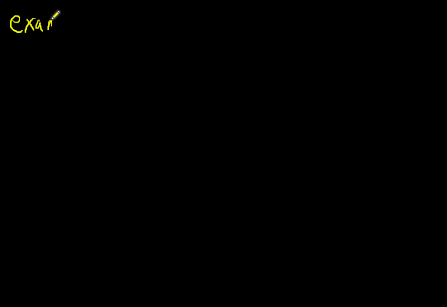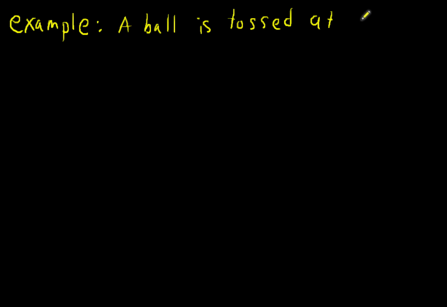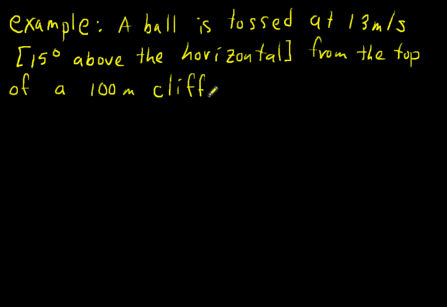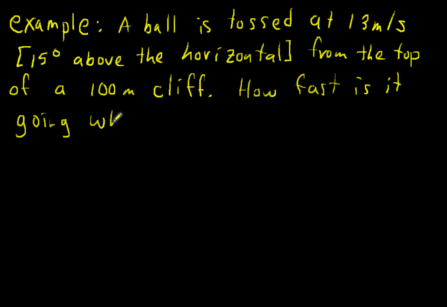Here's another example that will make use of the velocity triangle at a later time in a projectile's motion. A ball is tossed at 13 meters per second, 15 degrees above the horizontal, from the top of a 100-meter cliff. How fast is the ball going when it is 30 meters from the ground?